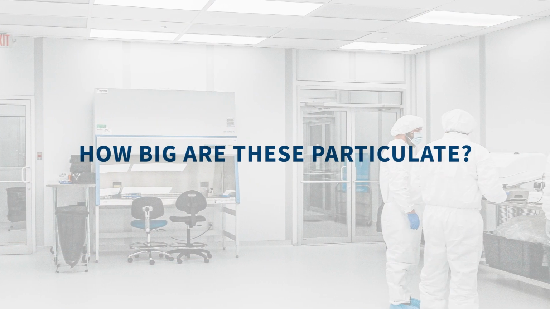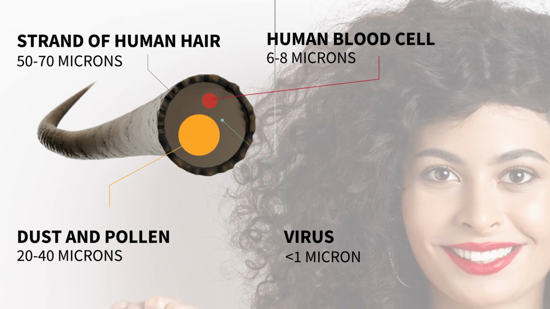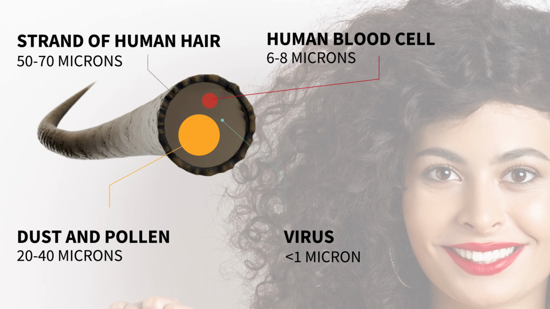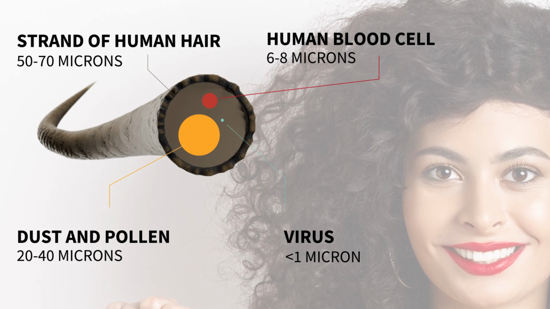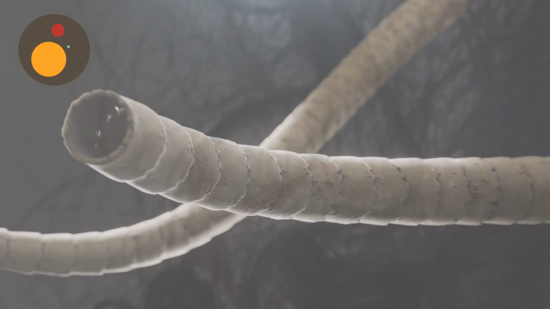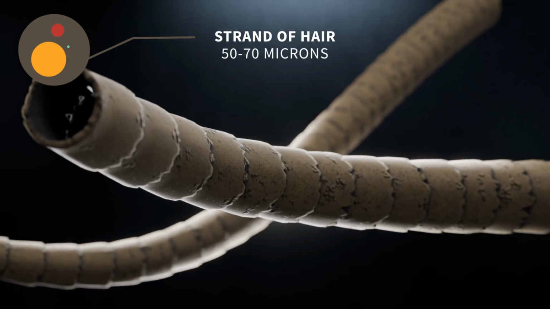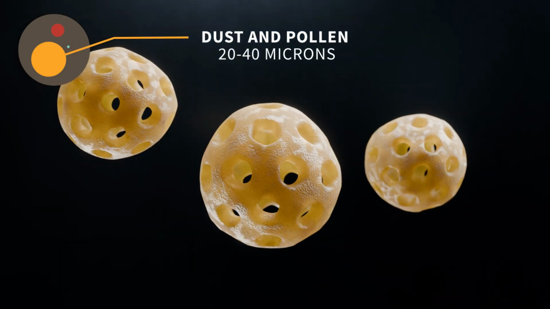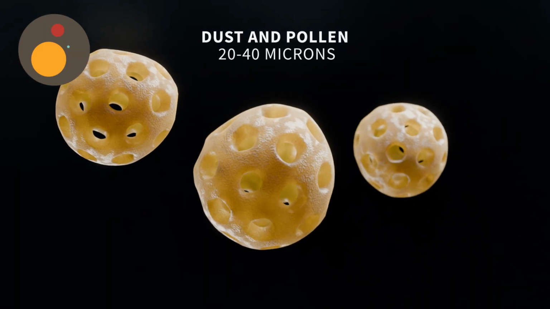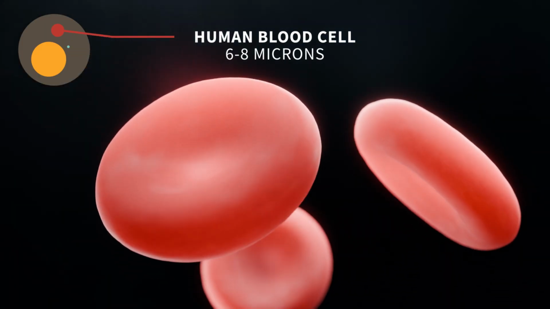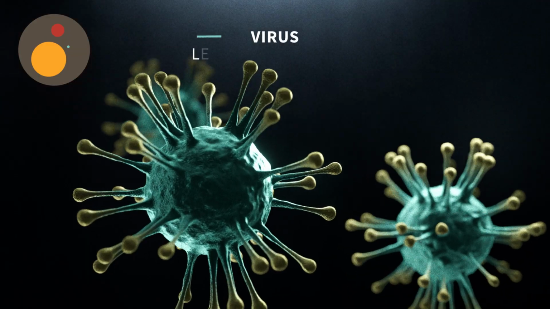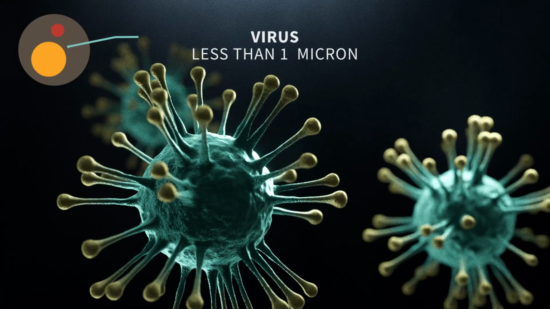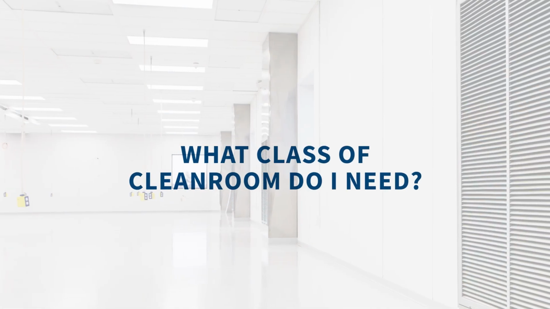How big are these particulate? Particulate is measured in microns, a measurement that is equal to 1/1,000,000th of a meter. To put this into perspective, a typical strand of hair will range from 50 to 70 microns, while dust and pollen often measure about 20 to 40 microns. A human blood cell measures about 6 to 8, and a typical virus will be less than 1 micron in size.